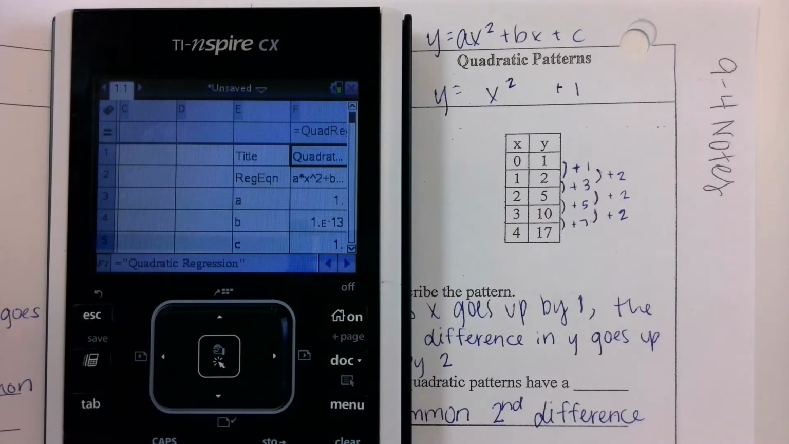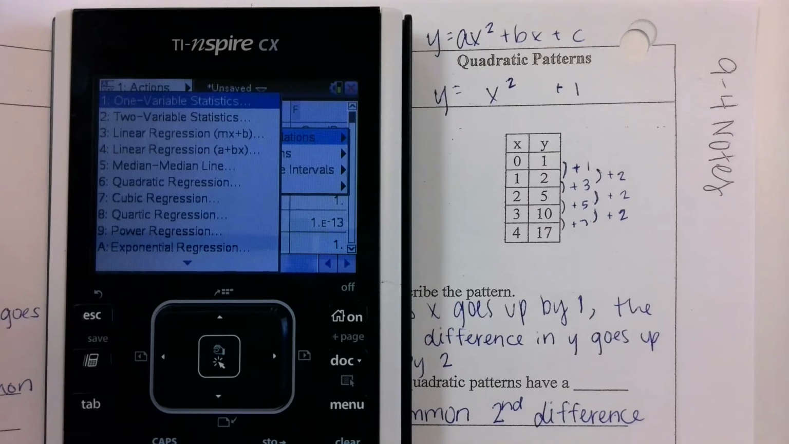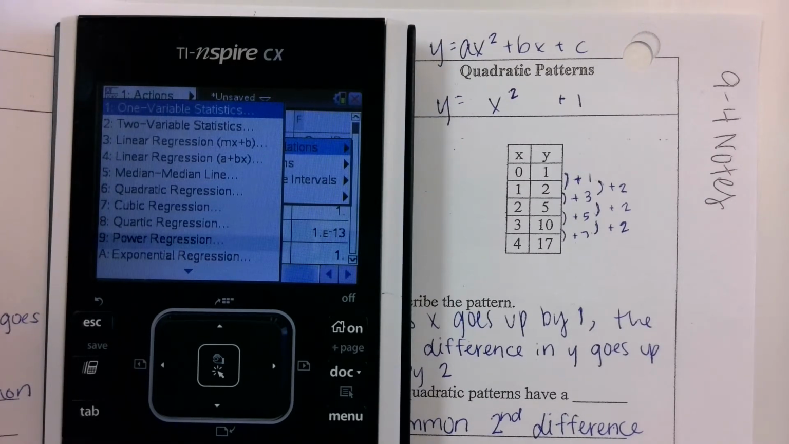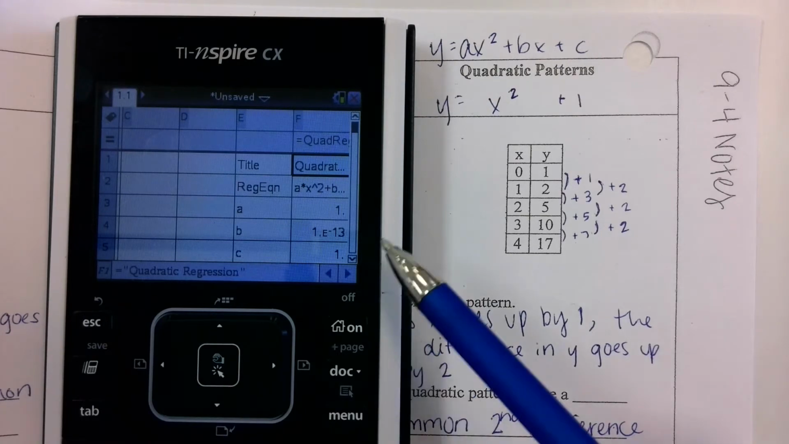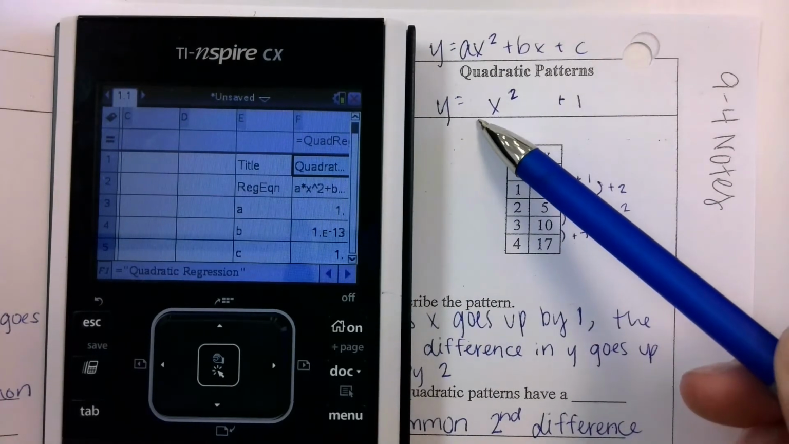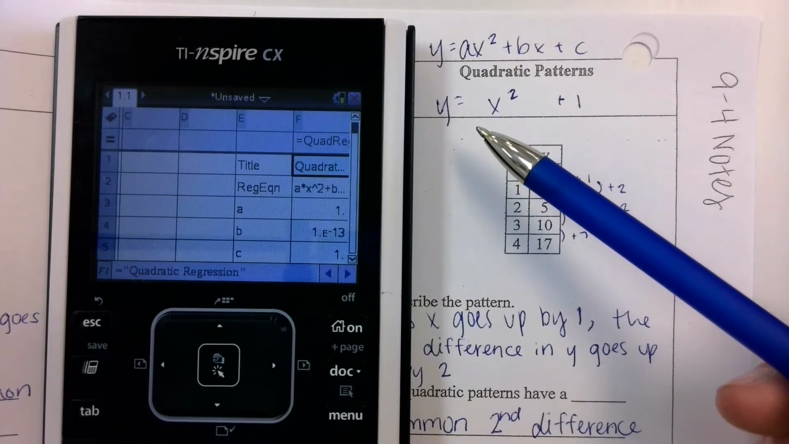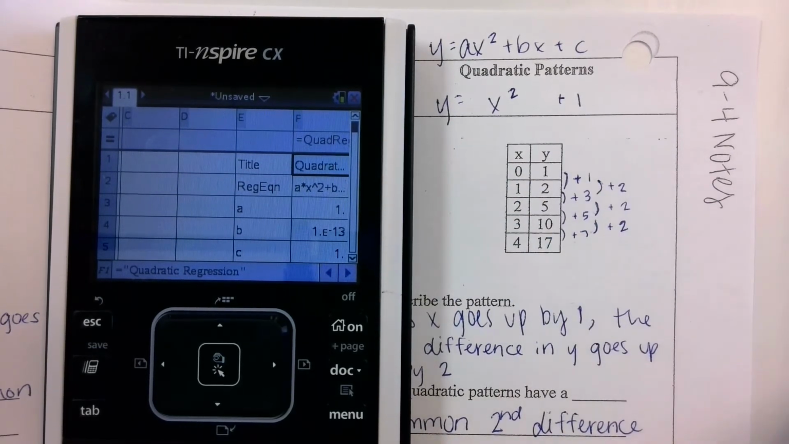Wait, what if we click on number 8? Does that mean it's polynomial regression of degree 3? Oh, never mind, sorry. That's quartic. That's when your exponent is 4 instead of 2. Good question. So your A value, it says that it's 1. Did we have that? 1 in front of X squared, is that what we have?